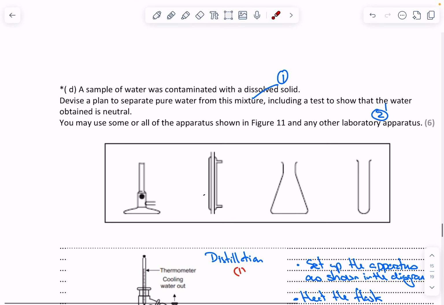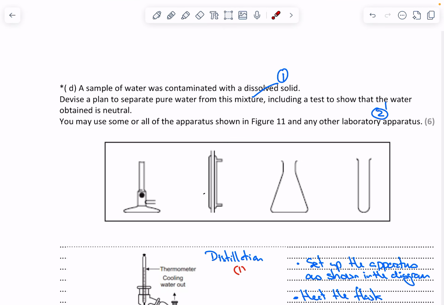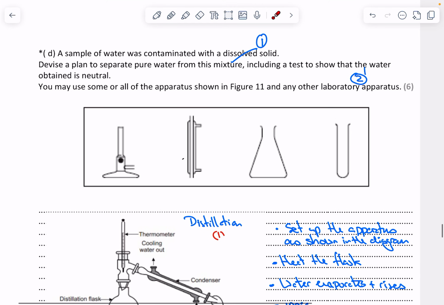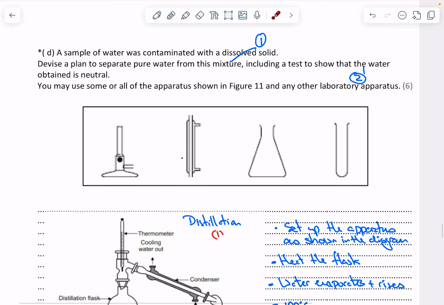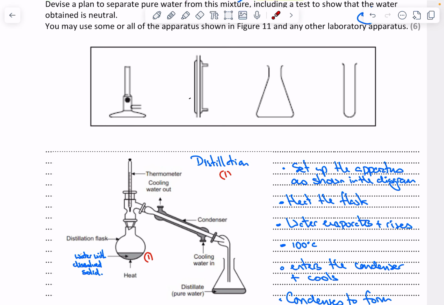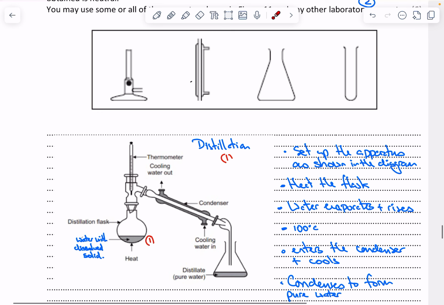Okay, next one is a long answer. And again, I've already written this to go through it with you so you can see what we need to do. But it tells us we've got this sample of water contaminated with a dissolved solid. Say how you would get water from the mixture, including how you'd show that the water is neutral. Okay, so we've got this equipment set up. So the first thing I would do is to draw this out. So we're drawing out here the distillation. And if we say distillation, we're going to get a mark in this answer.